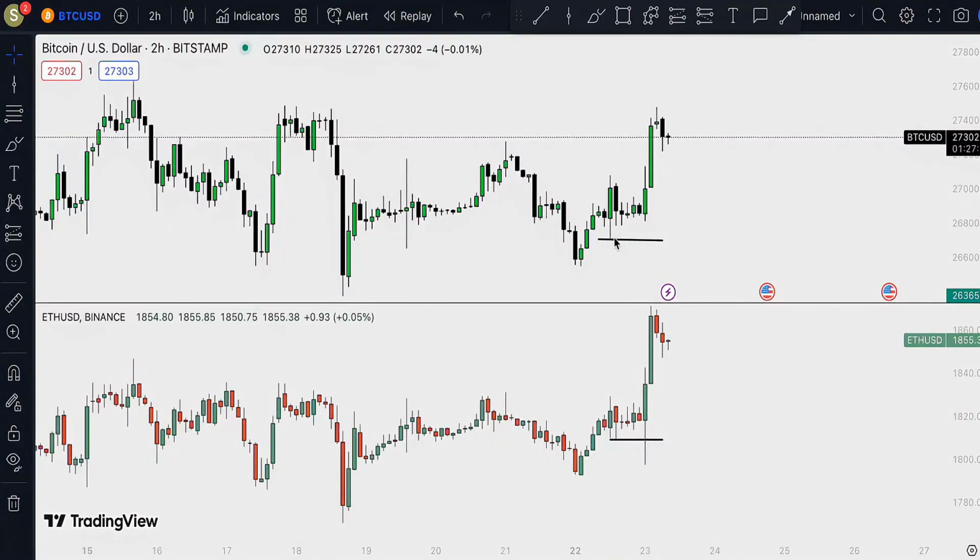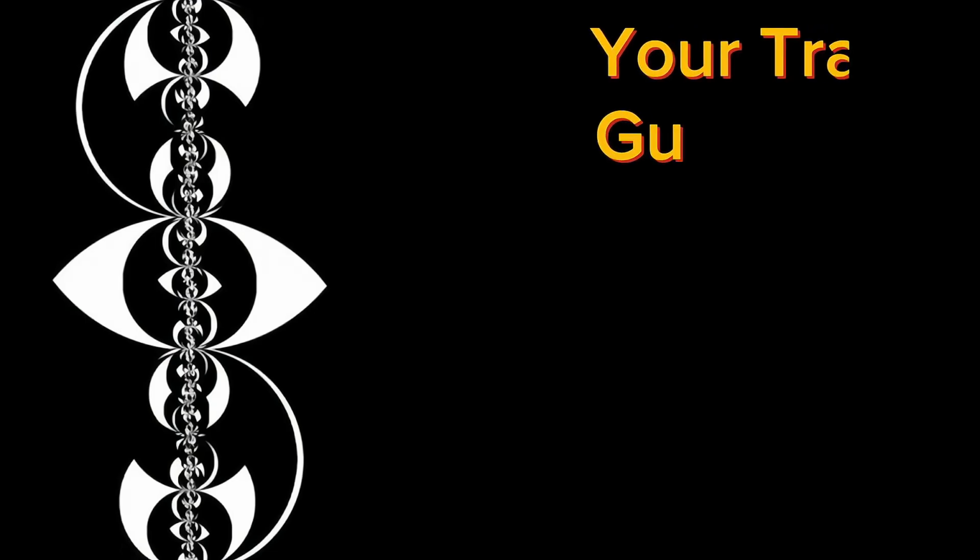Here you can see Bitcoin hasn't swept this low and it pumped, and Ethereum swept this low and then the market pumped. So in today's lecture we will discuss how these divergences work. One pair sweeps the low and the other doesn't, and the market pumps.